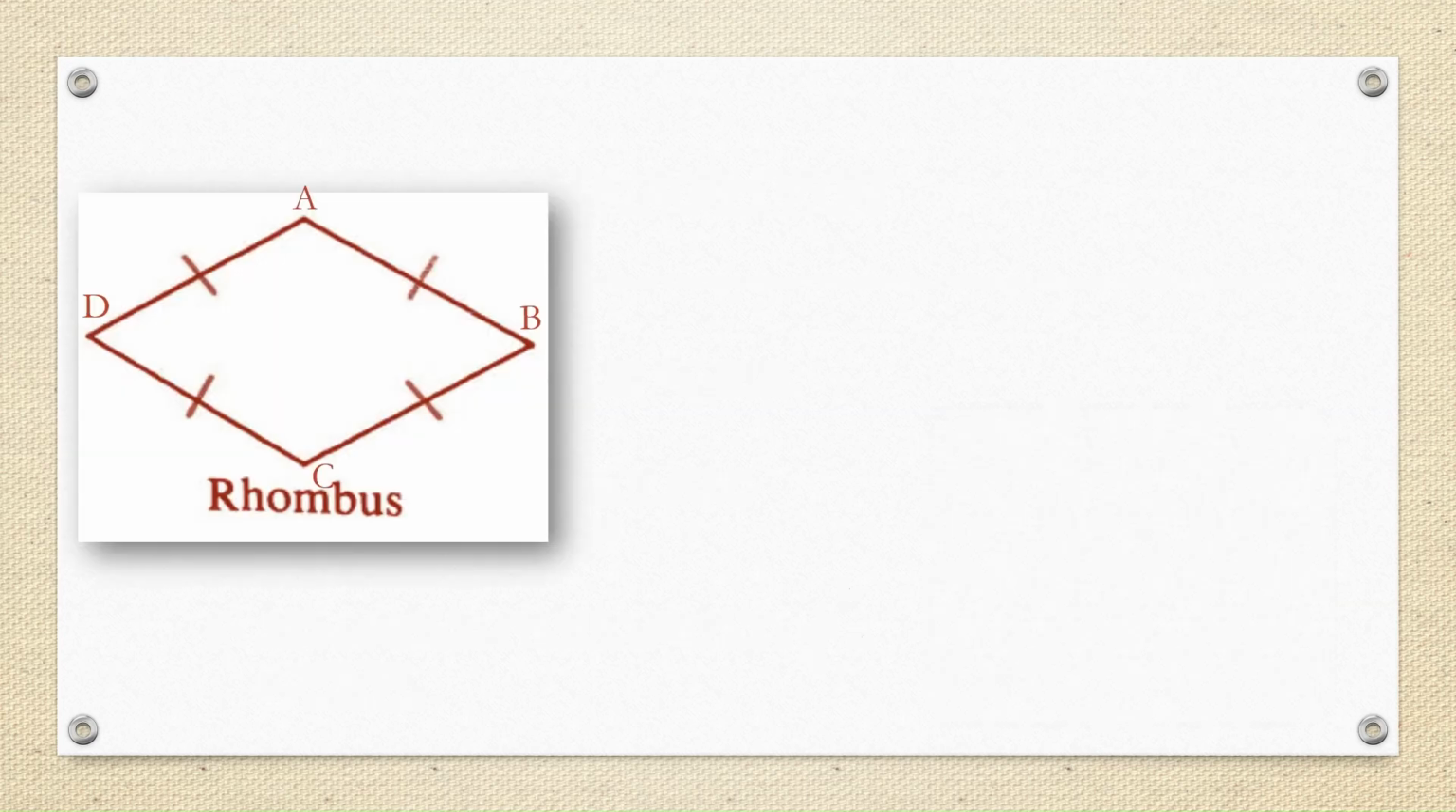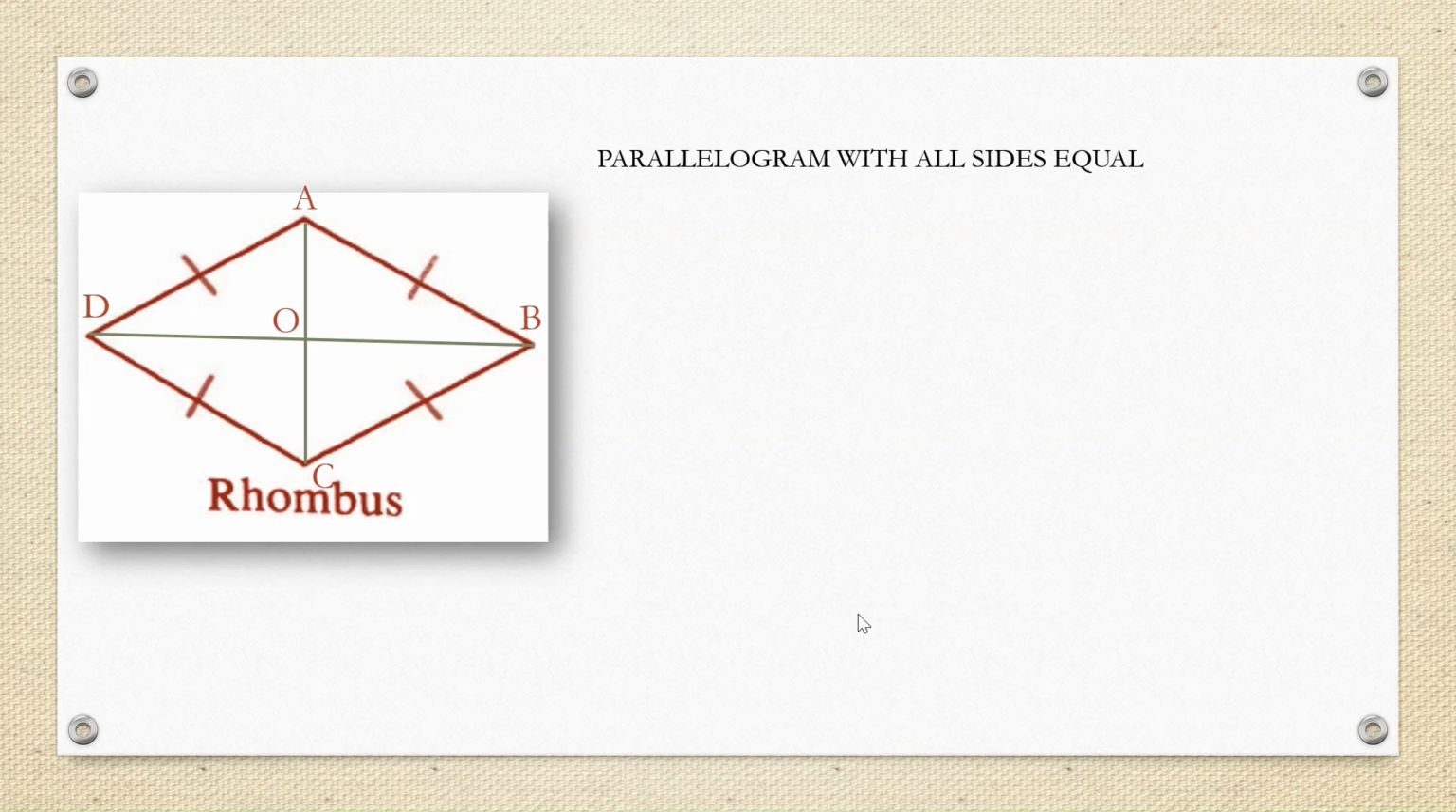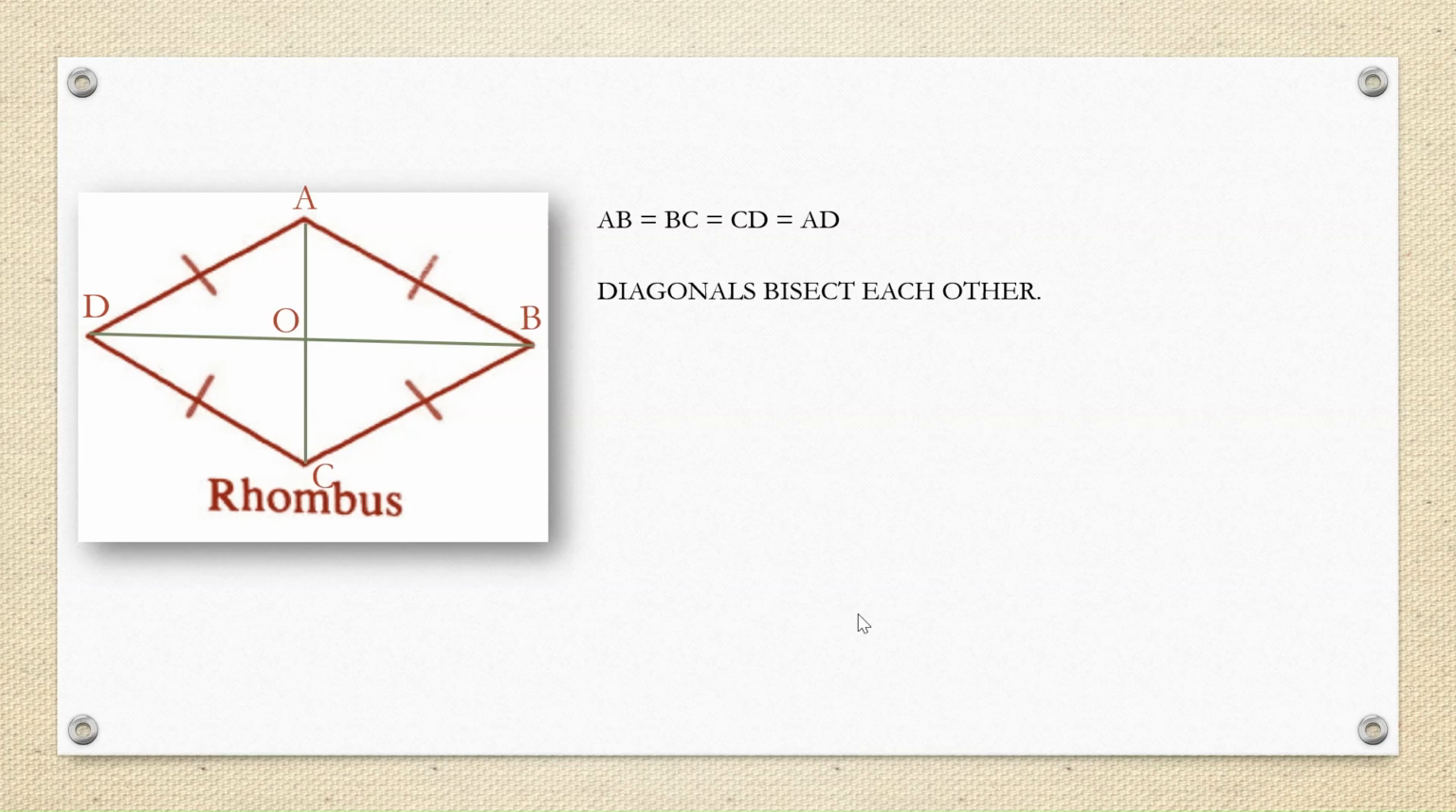Consider the rhombus ABCD. In this rhombus, join the diagonals AC and BD. They intersect at point O, which is called the point of intersection. Now, as per the definition of a rhombus, all sides are equal, which means that AB equals BC equals CD equals AD. Now, regarding the property of a parallelogram, which states that diagonals bisect each other, from that we can write AO equals CO and BO equals DO.